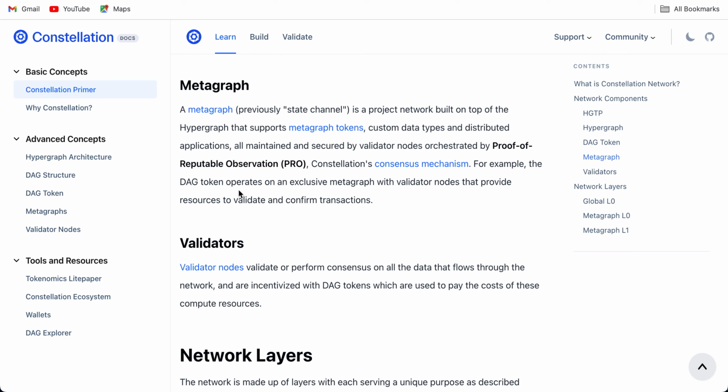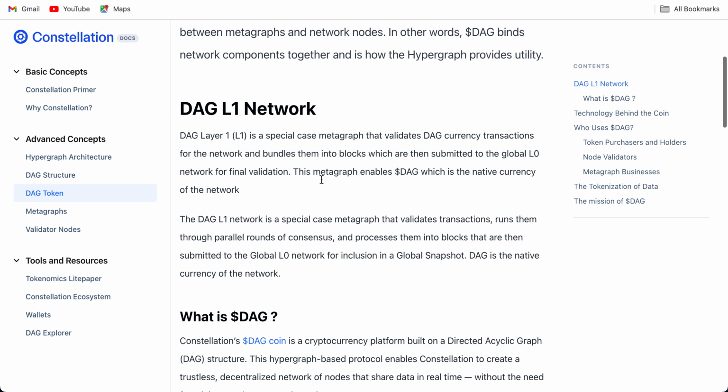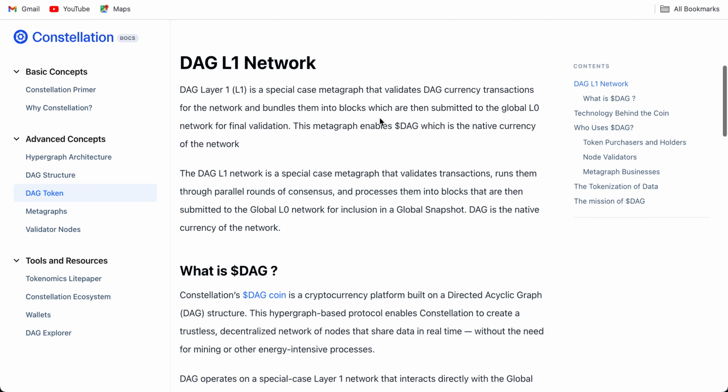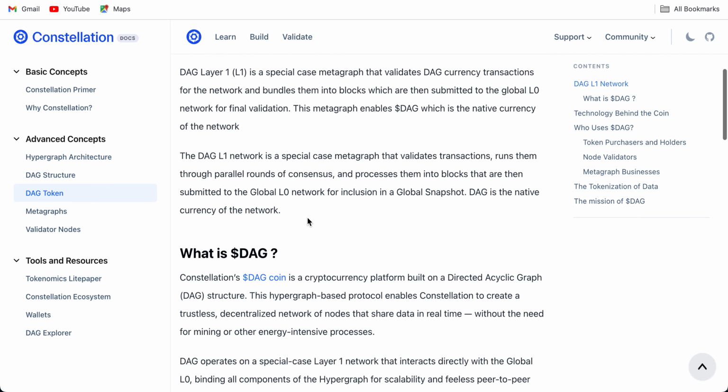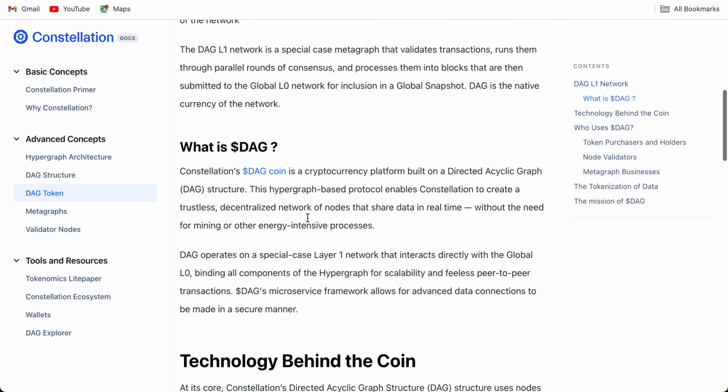For example, the DAG token operates on an exclusive metagraph with validator nodes that provide resources to validate and confirm the transactions. And the metagraph I can simply call the smart contract of Constellation Dag, or closer to that, so I'll make it easier for you guys. DAG token, DAG Layer 1 network. DAG Layer 1 is a special case metagraph that validates DAG currency transactions for the network and bundles them into blocks, which are then submitted to the global Layer 0 network for final validation.